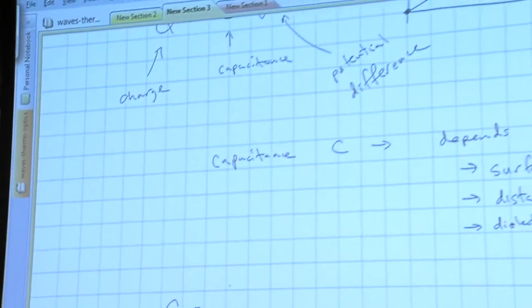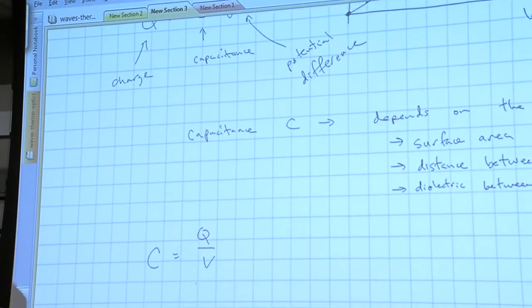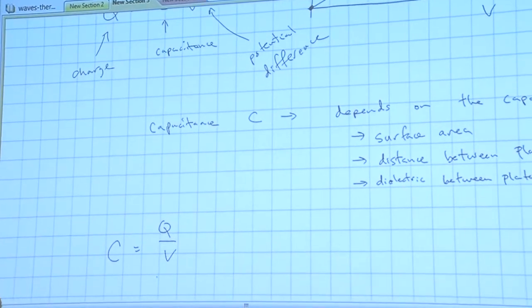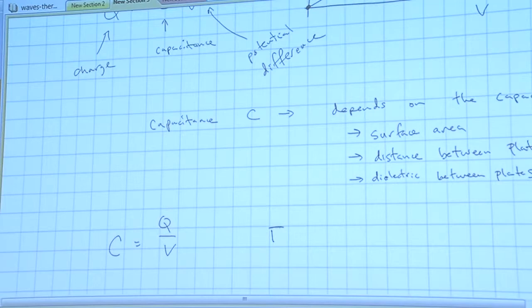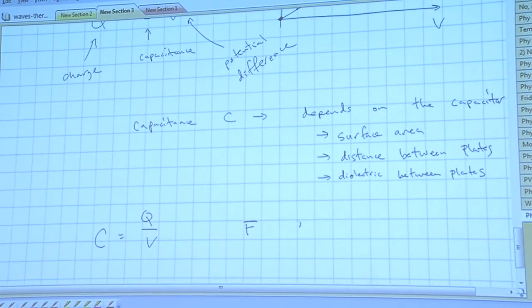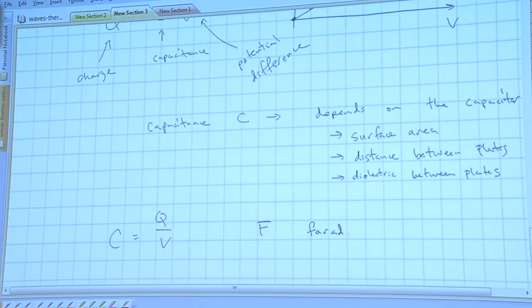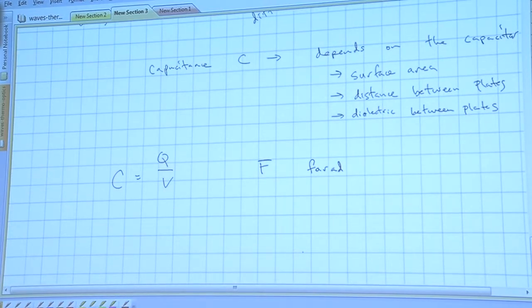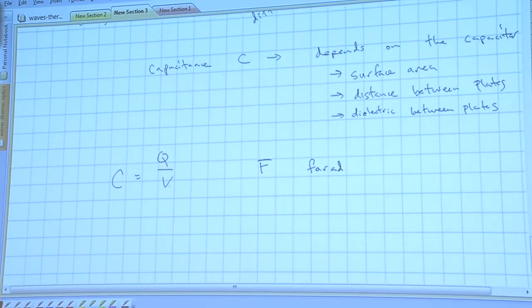Okay, so the capacitance is Q over V. Units are farads. What is a farad? Just look at the equation here. It's a coulomb per volt. Okay? And it's a large, large unit. So your typical values are much smaller.